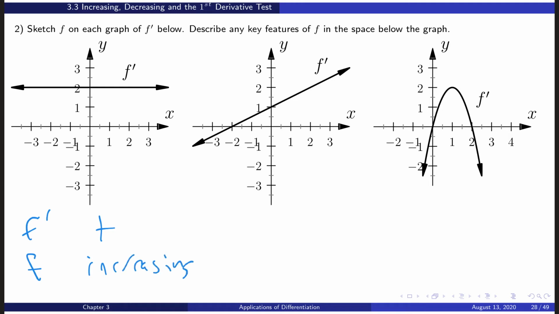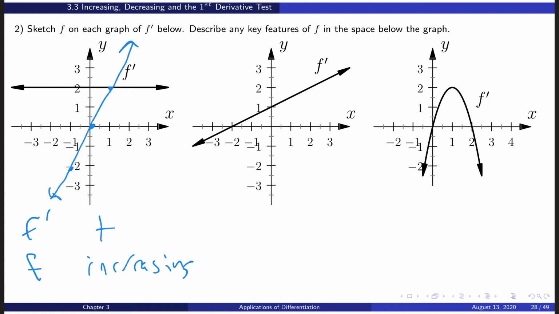And how am I going to draw a curve that is always increasing? Well, I also know that since f prime is always 2, the rate of increase is going to be 2, so I can draw a line that has a slope of 2. So let's say I started at (0, 0). A slope of 2 is up to the right 1 or down to the left 1. And that's an acceptable answer.